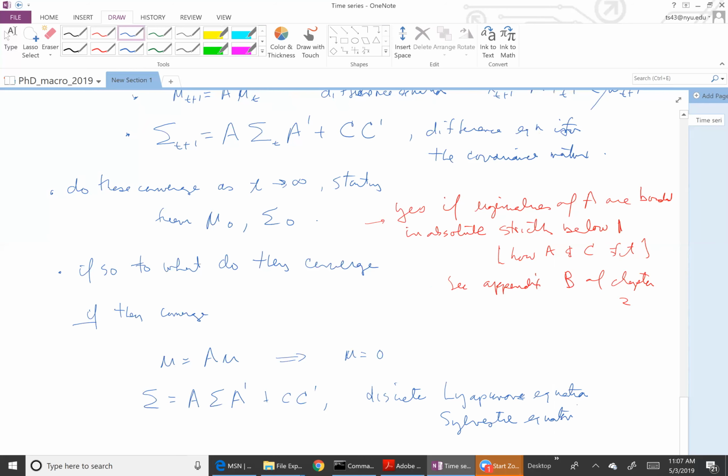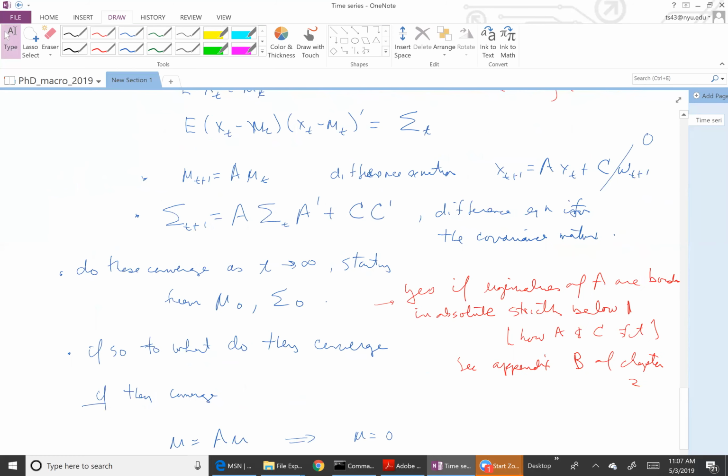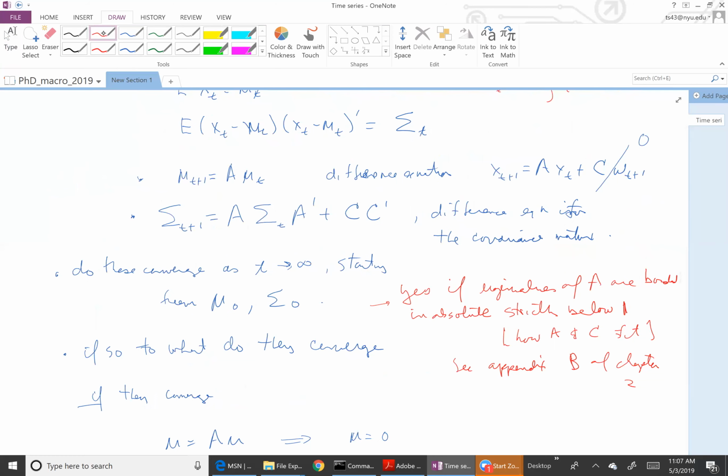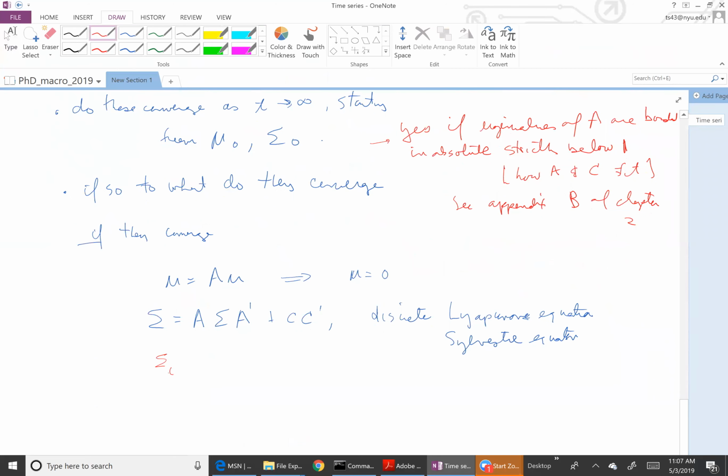And acceptable ways to solve this equation are just to iterate on it. If you iterate this equation starting from sigma 0 and drive t to infinity, that will converge under the conditions. So that's one way, not the best way, but it's one way to solve the discrete Lyapunov equation.